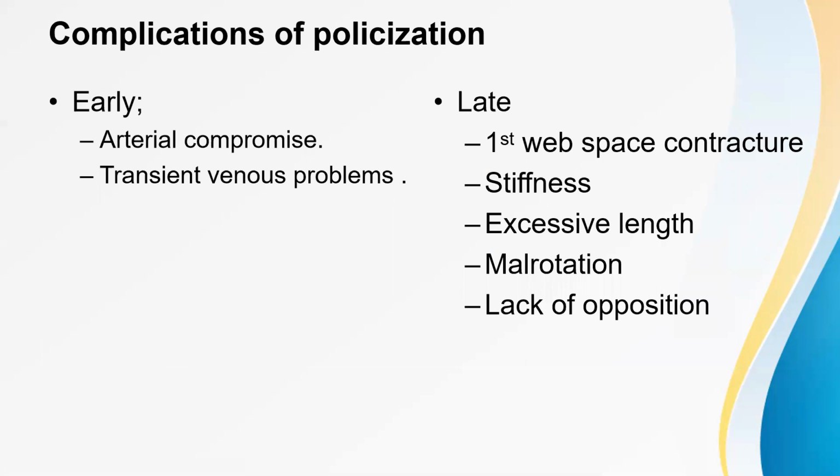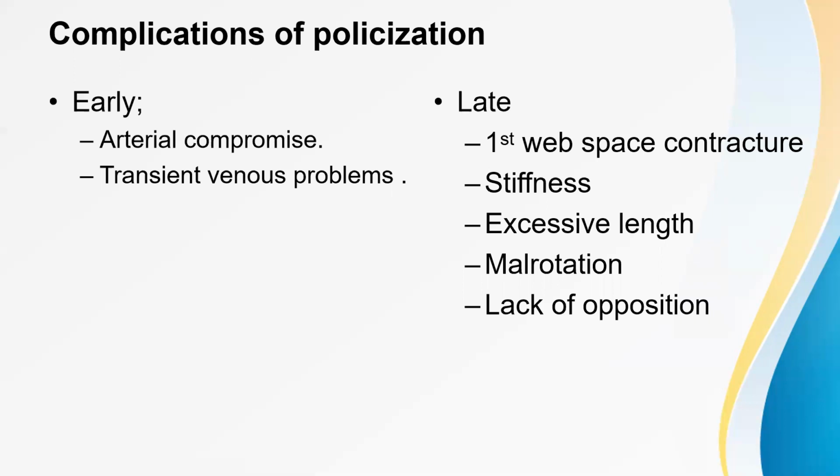The complications of the pollicization procedure are early or late, and as we said earlier, early ones are usually delayed arterial compromise or transient venous problems, and these should be dealt with immediately on table in the surgical room before transferring the patient to the floor. And if venous problems happen, elevation, revising the back slab and compression should be done until we are sure that the circulation is 100% adequate.